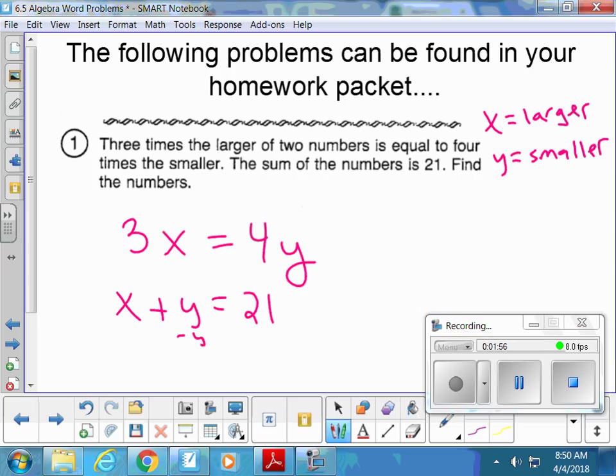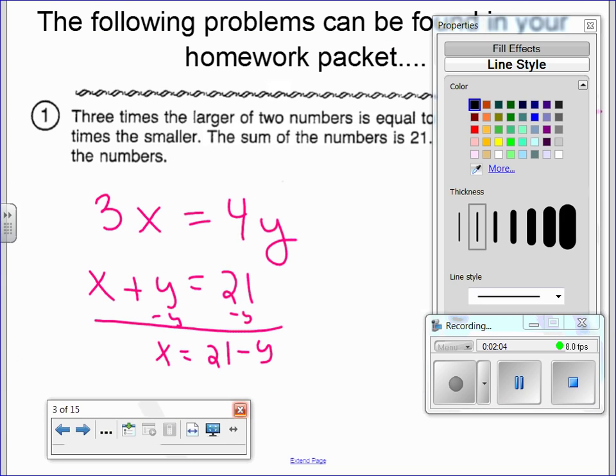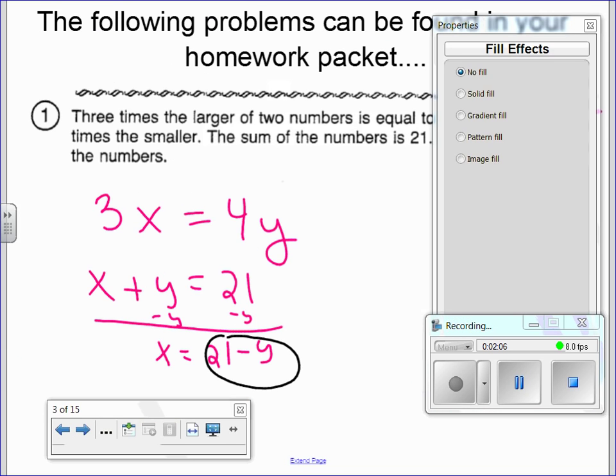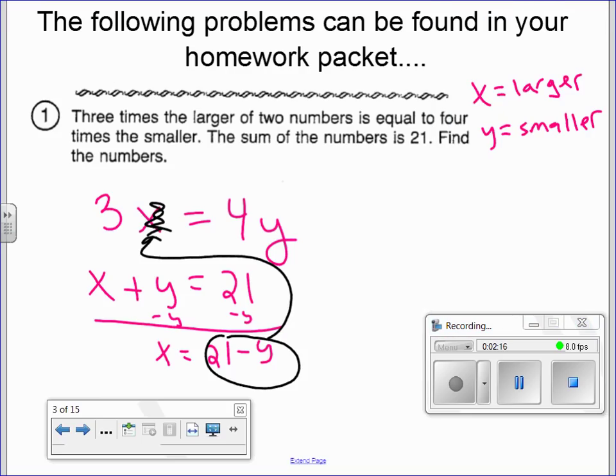So I'll subtract my y over, leaving me with x equals 21 minus y. That's going to be my bubble. That's what I'm going to use to do my substitution. So I'll circle it. I'll be taking my bubble up into equation 1 and inserting it for x right about here. So let's write out what we would have. 3, and then goes your bubble, 21 minus y equals 4y.